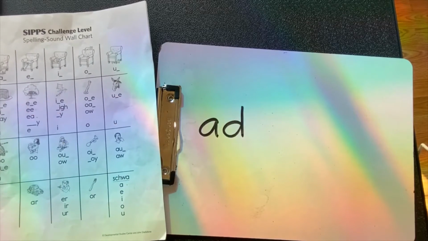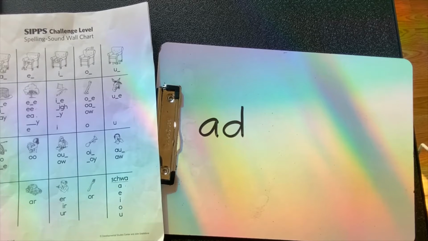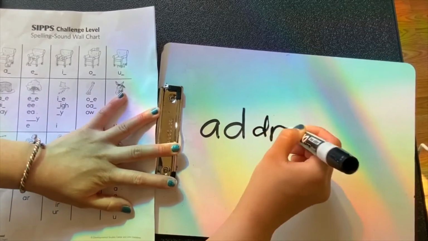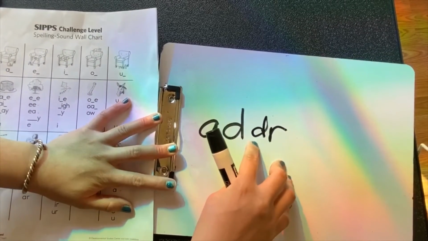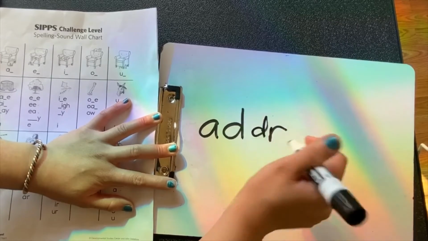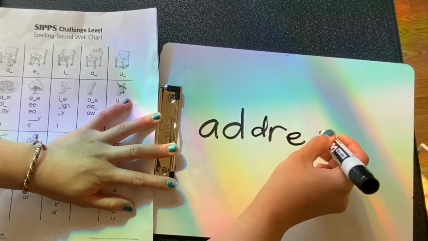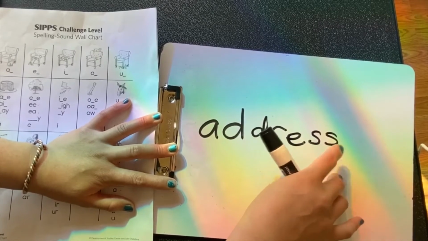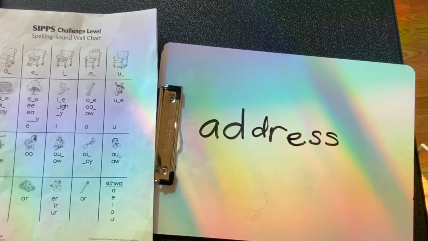And my friends, with this second syllable, be careful. The sound in address is spelled with 2 S's or a double S. Ready? And we remember our consonant blend of DR gives us the dr sound. Address. So that's what I was talking about. It's not 1 S, it's 2 S's. All right, let's go ahead and keep going.